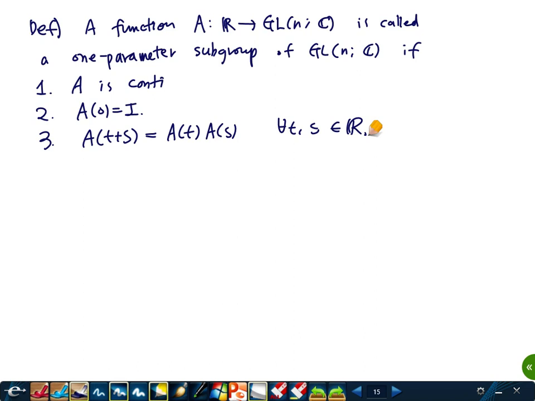So the real numbers are embedded by this map inside this matrix Lie group, and it is a subgroup with only one parameter t, so that's why it's called a one parameter subgroup. If you look at this carefully, you can see that condition 2 is actually not necessary because it follows from 3. If you set t equals s equals 0, then you can check that A(0) must be the identity because A(t) is always invertible. But I state it just to emphasize that A(0) equals the identity.